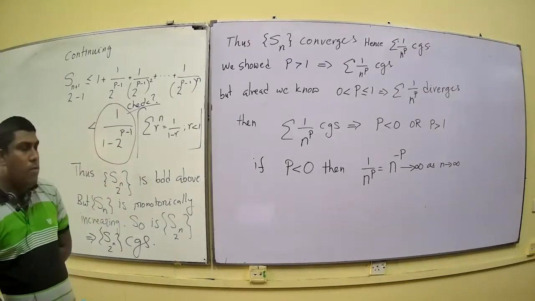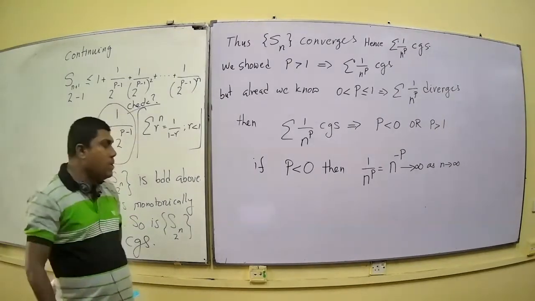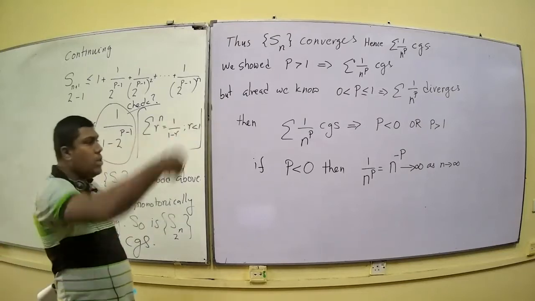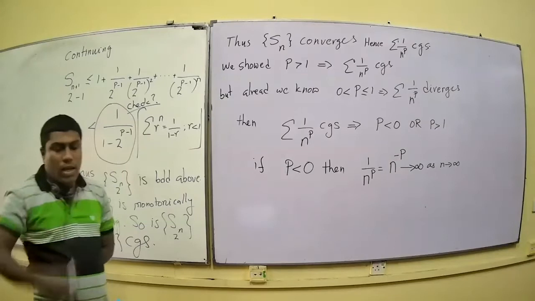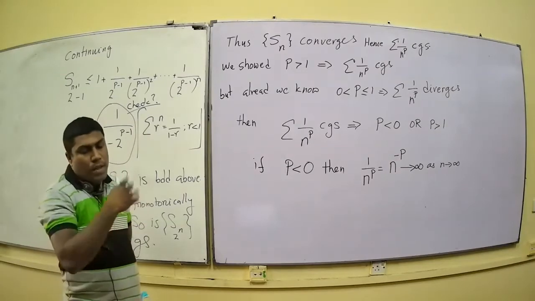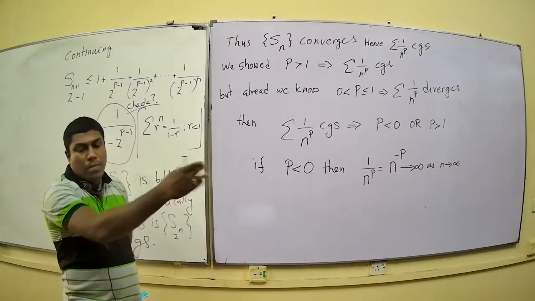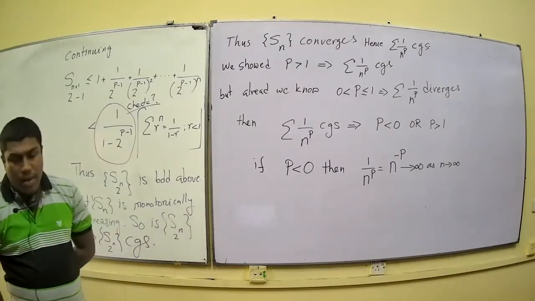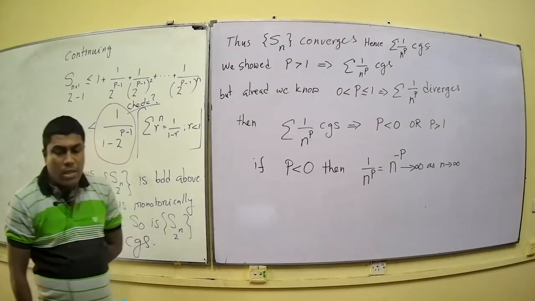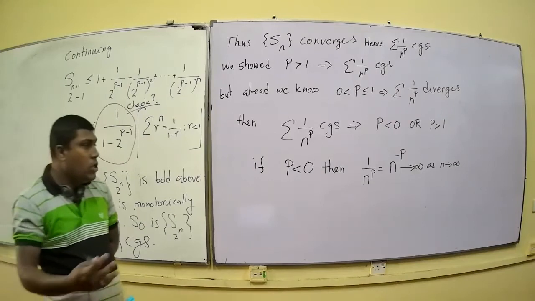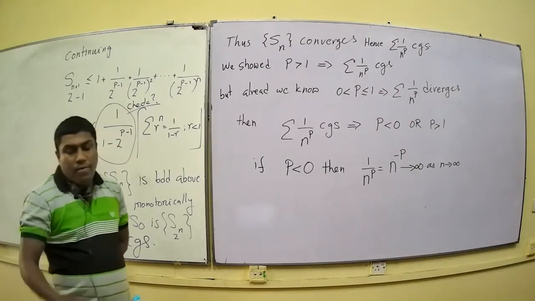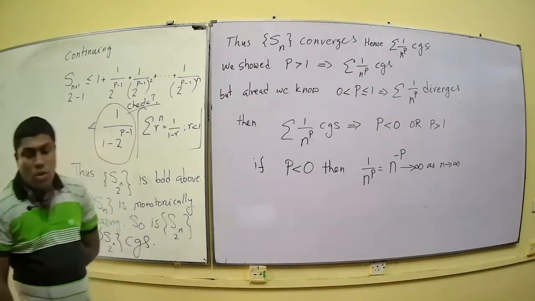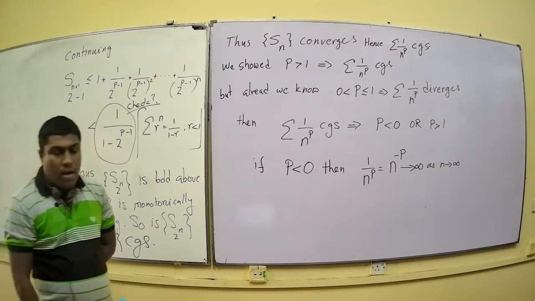Say if P is minus 2, then you will have n to the power plus 2. 1 upon n to the power minus 2 is n to the power plus 2. Or if P is minus 10, you get n to the power plus 10. So 1 upon n to the power minus 10 is n to the power plus 10. So eventually it ended up as n to the power positive power, and that goes to infinity as n goes to infinity.